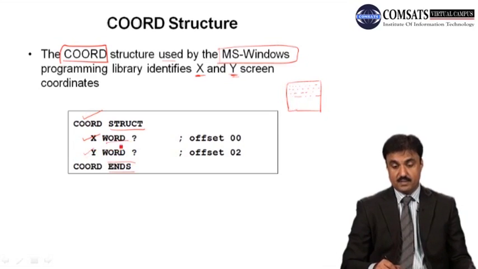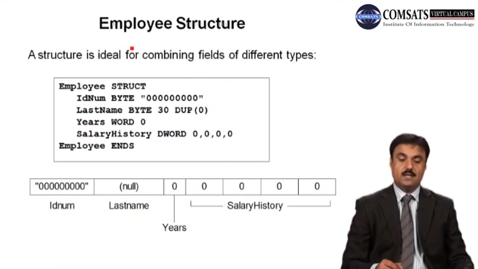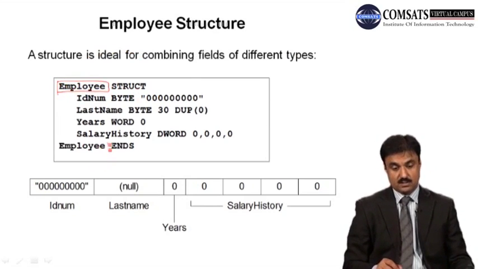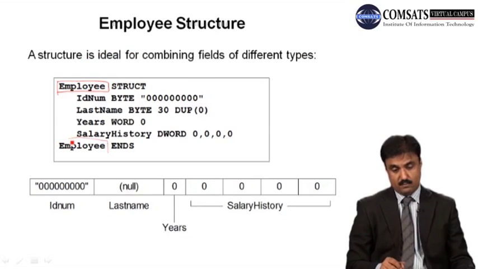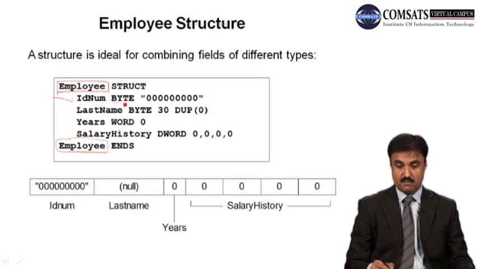These are of type word, meaning 2 bytes. Offset is 0 for this one, offset is 2 for this one. And then the next structure example is the employee. The name of this structure is employee, and there is the ID number, which is of type byte. This one is the array of all these bytes.